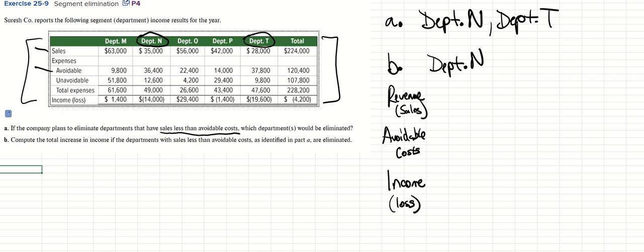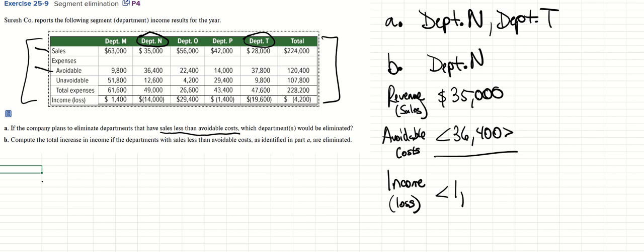So we're just going to plug in. The sales in Department N is 35,000. Avoidable cost is 36,400. I'm putting it in brackets, letting you know that this is an expense, this is a cost. If we take 35,000 and subtract 36,400, that gives us $1,400 as a loss. Hopefully I did the math correctly. Let me check: 36,400 minus 35,000, yes, that gives me $1,400.